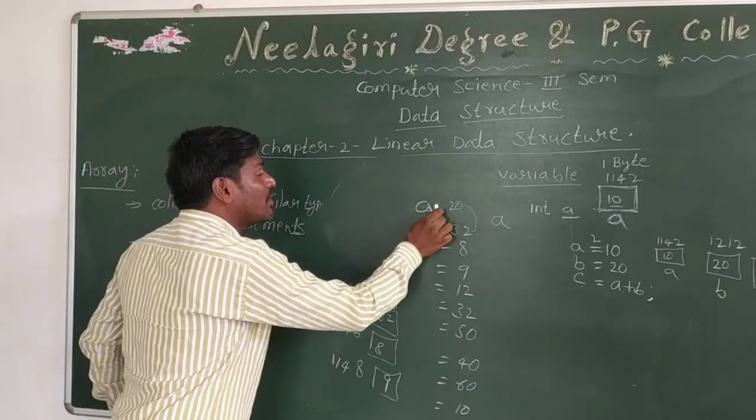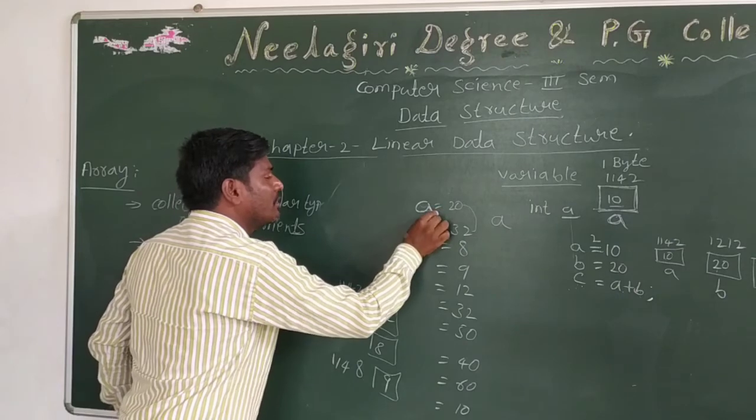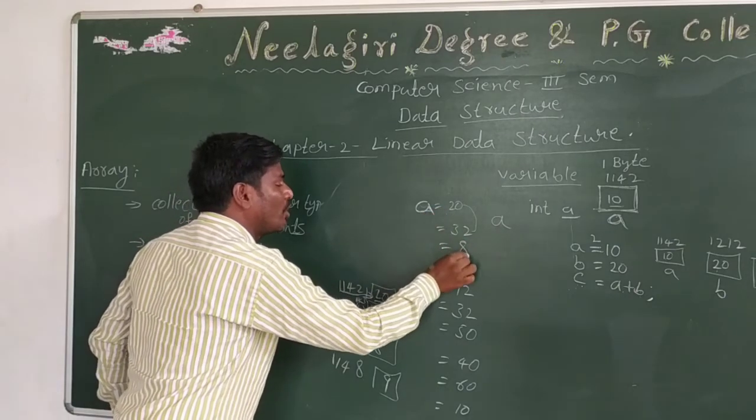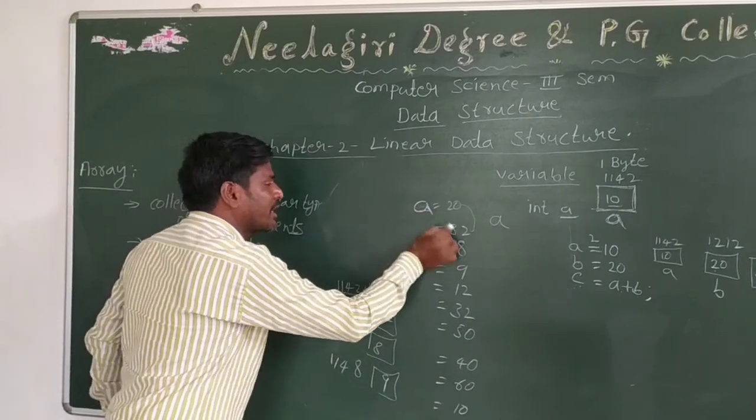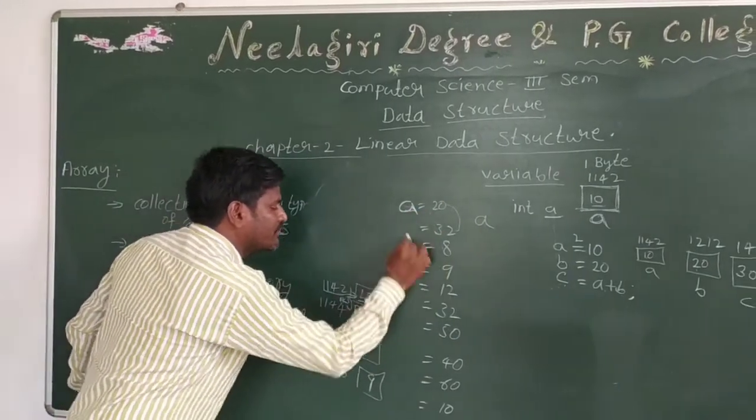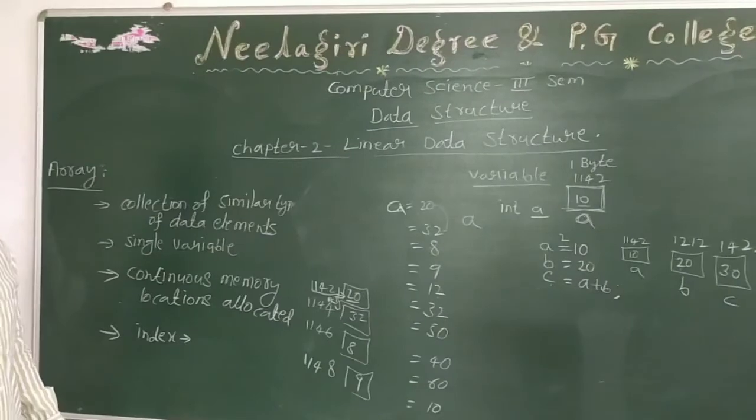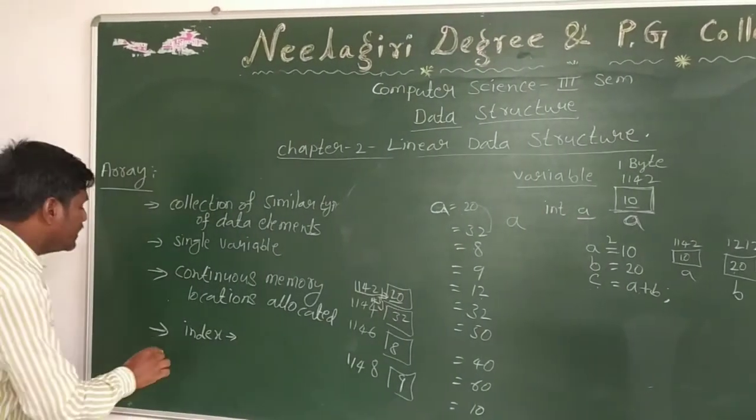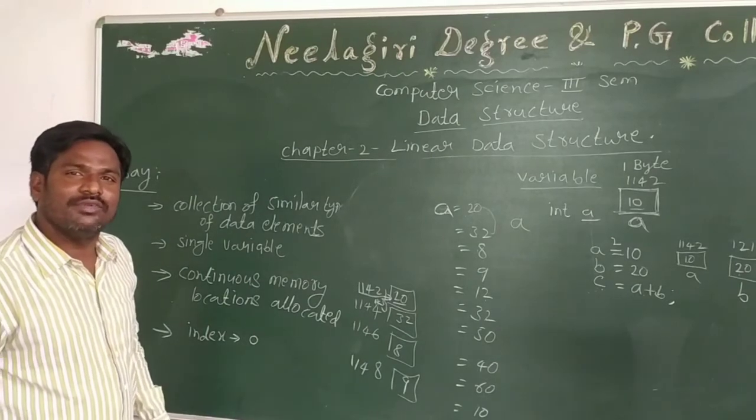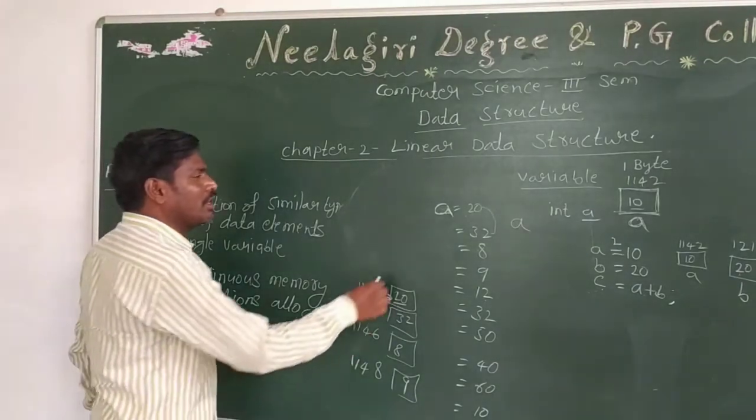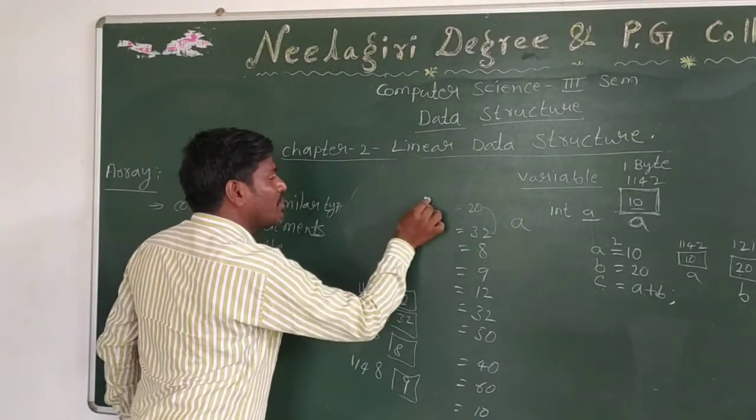So this is the index. This is the first element, second element, third element, fourth element, fifth element, sixth element, seventh element. A first, A second, A third, A fourth, A fifth, A sixth. Like that, 1, 2, 3, 4 is the index. Index will always start with 0. Always starts with 0.